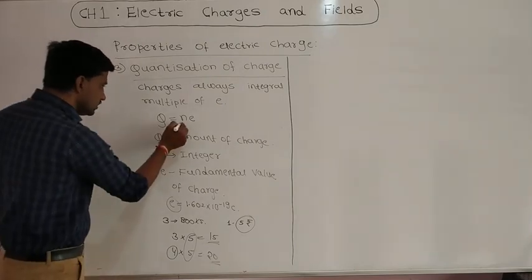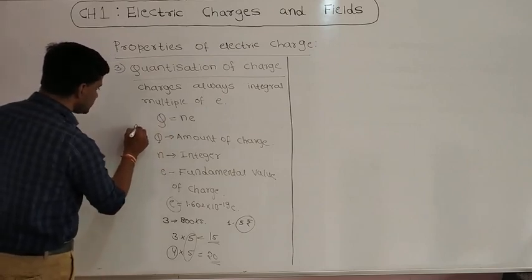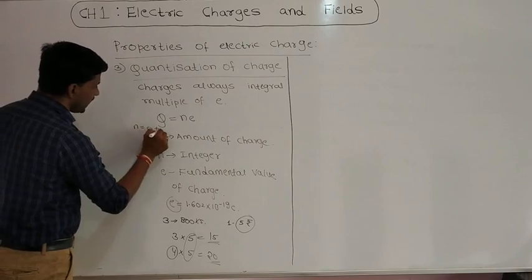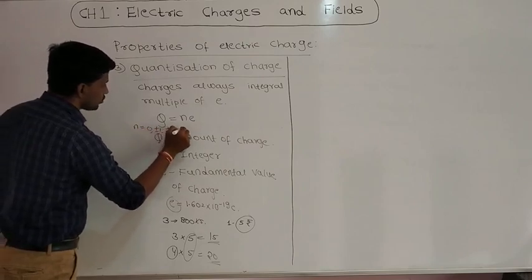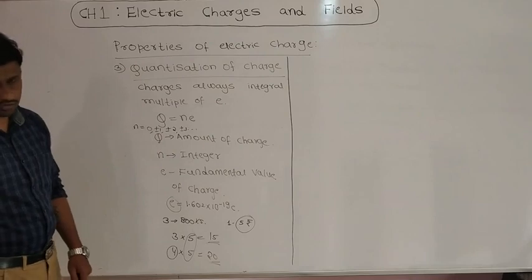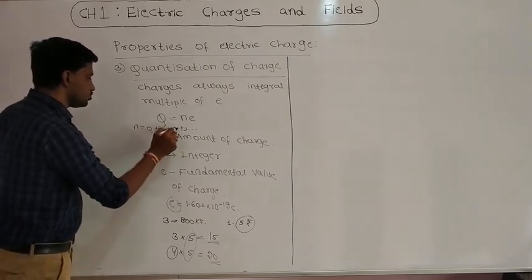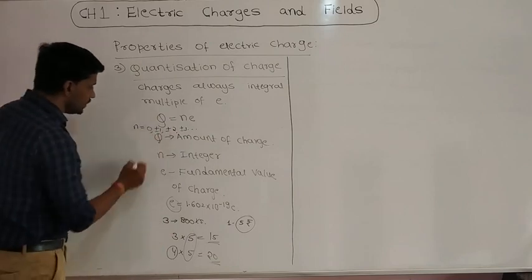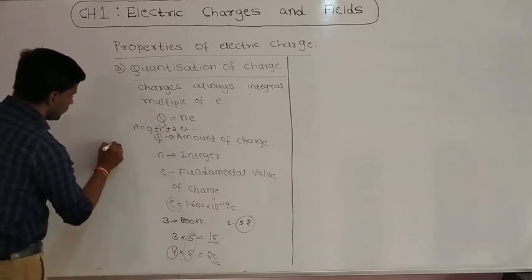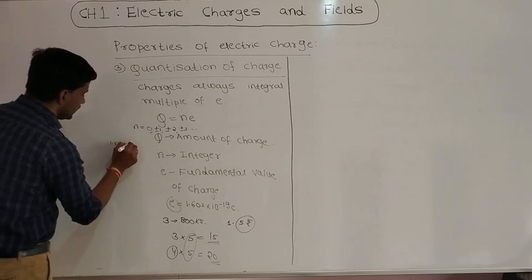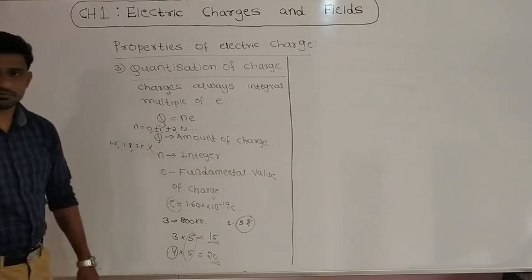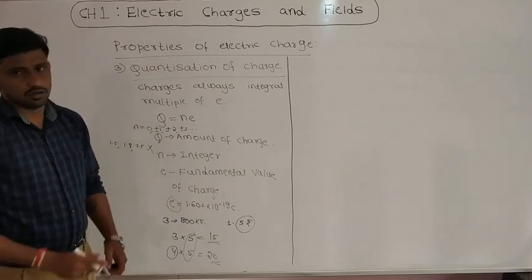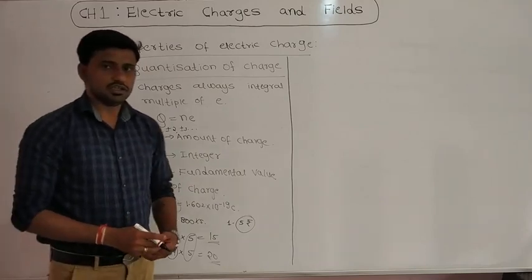But here this n is nothing but an integer, and its value varies as 0, plus or minus 1, plus or minus 2, plus or minus 3, like this. Its value is not like 1.5, 1.8, 2.5. It is always an integer. Like that we find the amount of charge in a body.